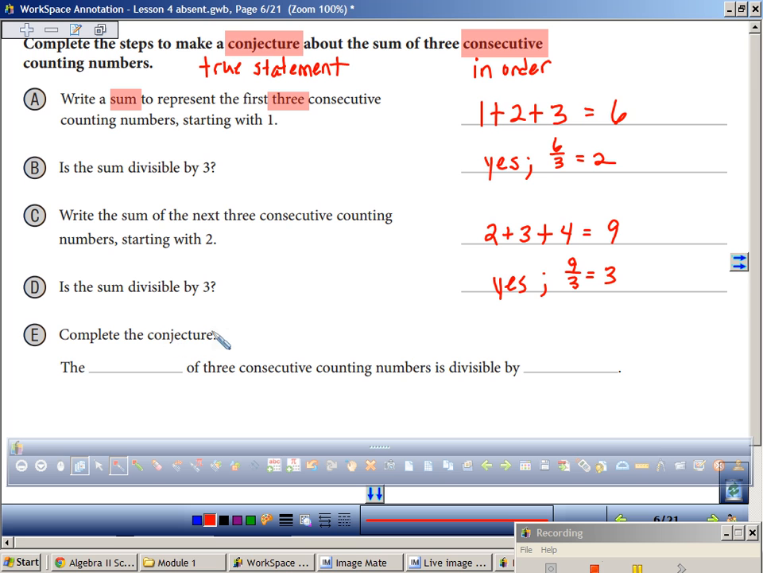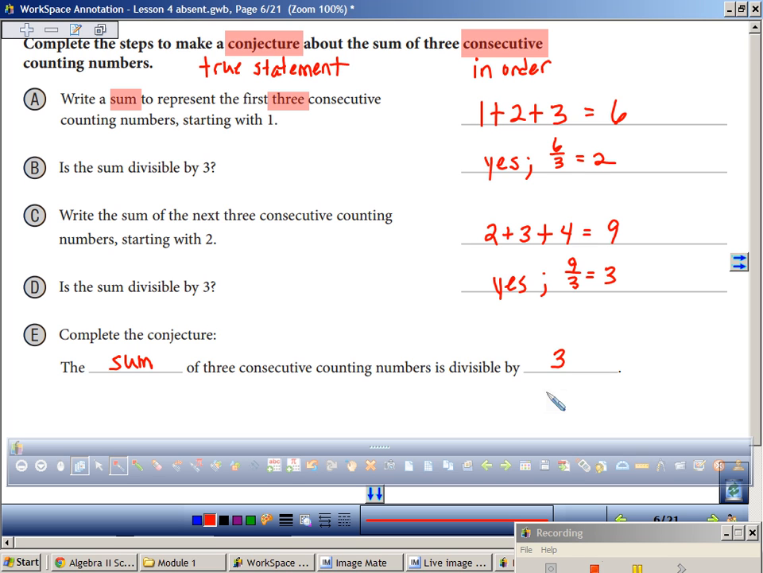All right. Complete the conjecture. So, based on what we just did, we used deductive reasoning, right? We're gathering facts. So what did we gather? The sum of 3 consecutive counting numbers is divisible by 3.